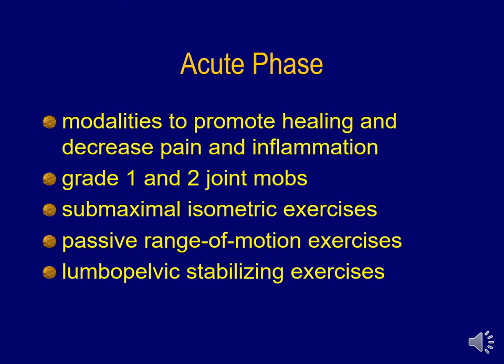We can use grade 1 and 2 joint mobilizations, as well as some gentle passive range of motion exercises, and to maintain some integrity of the musculotendinous unit, submaximal isometric exercises through the range, as well as beginning to work on lumbopelvic stabilization exercises to ensure that we don't lose core or trunk strength. Those are all going to be important components of this early phase of acute rehabilitation.